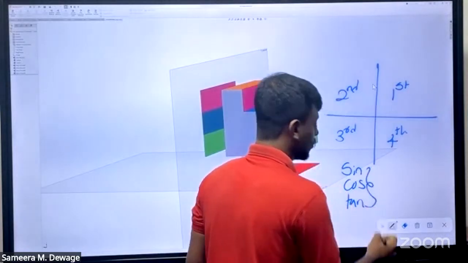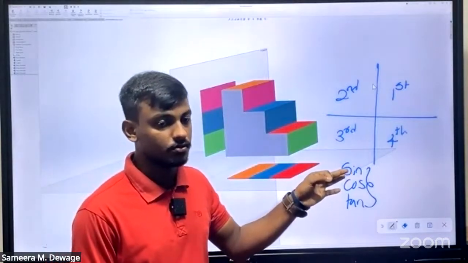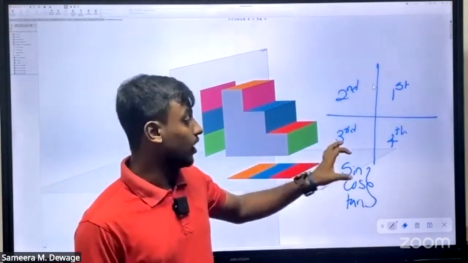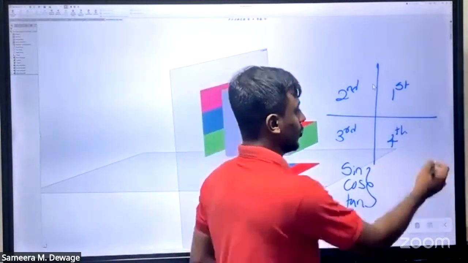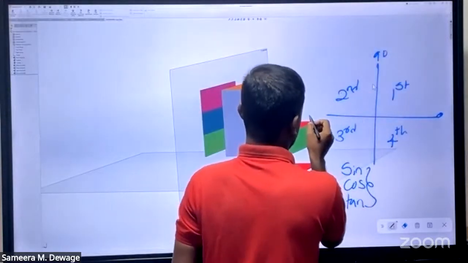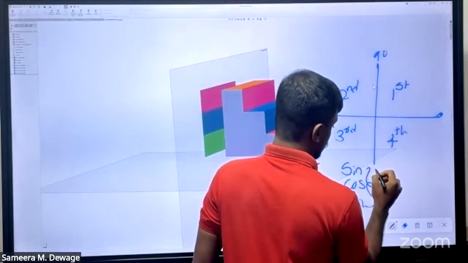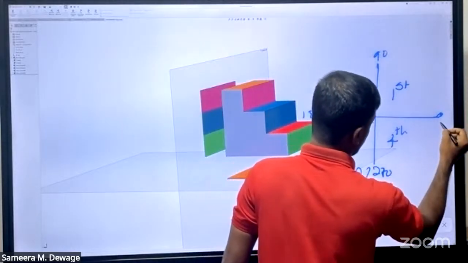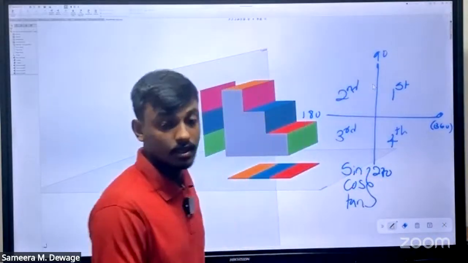All the sine, cos, tan values will be or should be positive. You can get a positive answer. So between 0, here 90 degrees, and here 180, here 270, and here also 360. So we can say like this, right?